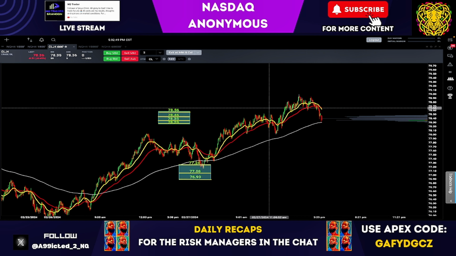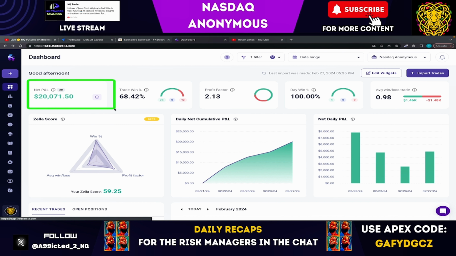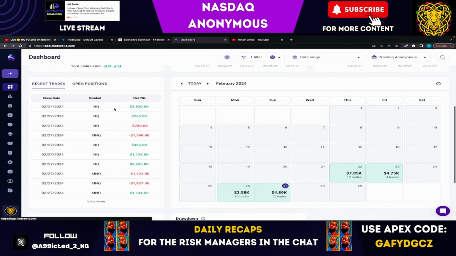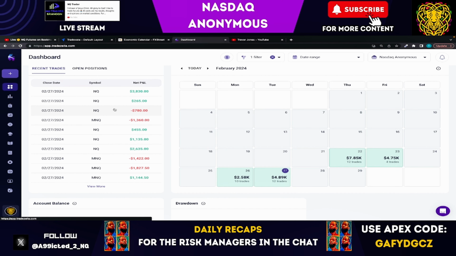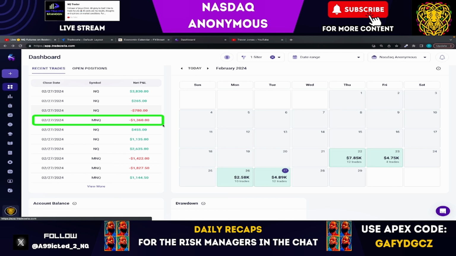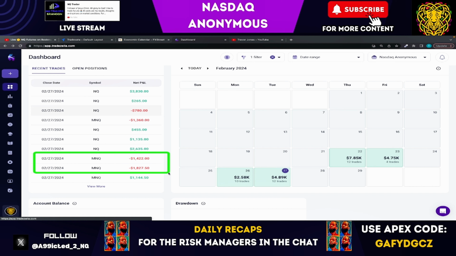And here's my story. I'm currently up 20K in this account, and these are the trades that I took today. Now I'm starting to think that maybe my trades are being recorded wrong, because I did not lose $1,300 in micros and I dang sure did not lose this. So I wonder if my trades are being recorded wrong, but I am ending the day at $4,900.